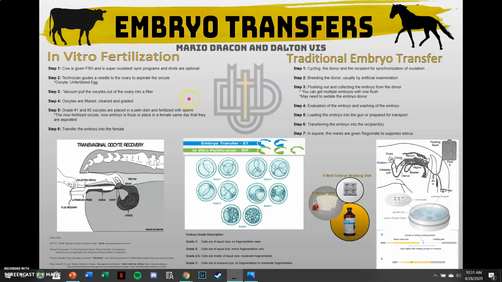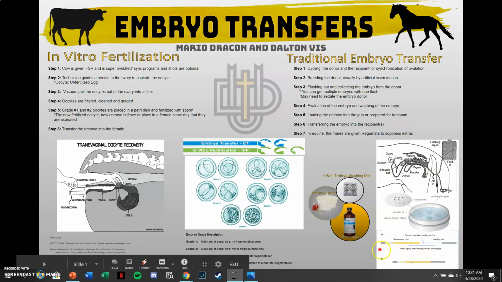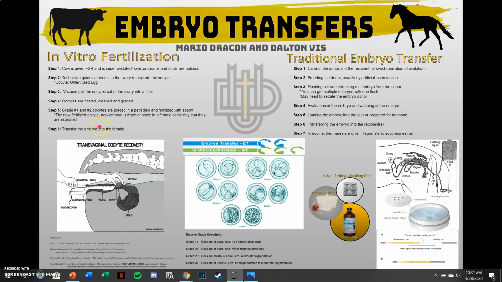And once again, once it's fertilized, it can be frozen and transported to be thawed and placed into a female. Otherwise, if you do it same day that they're aspirated, the oocytes, you can do that as well. And that's done in the same process as the traditional embryo transfer. It's loaded into the gun and placed into the female. And yeah, once again, it's just very important to make sure that you grade the embryo correctly, make sure you get it washed, and yeah, there's a lot of risk in each of these steps.